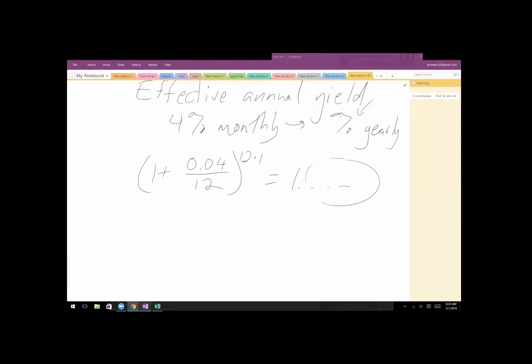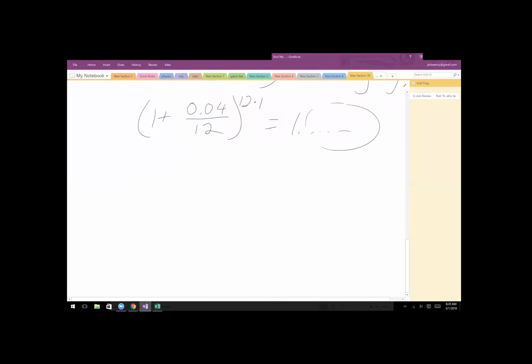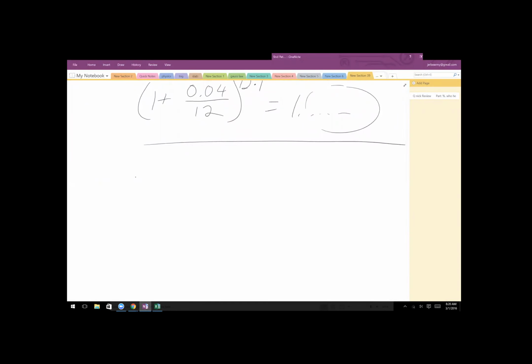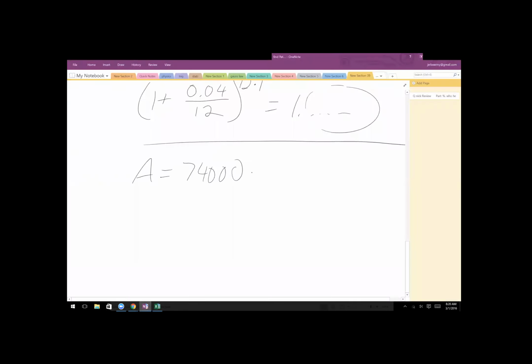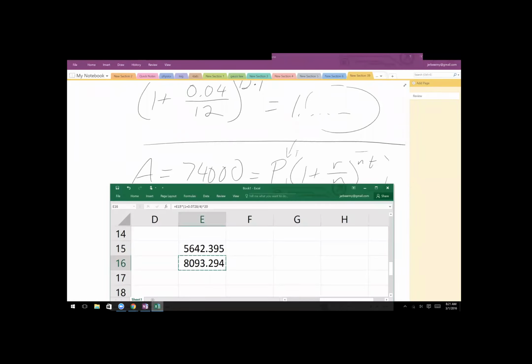All right, so this is just like that first problem we did today. This time we know the amount. So the amount is 74,000. So that's going to be P times (1 plus R over N) to the NT. So we're looking for the P. So we're going to plug in, get what that number is, and then divide into 74,000 for both cases.